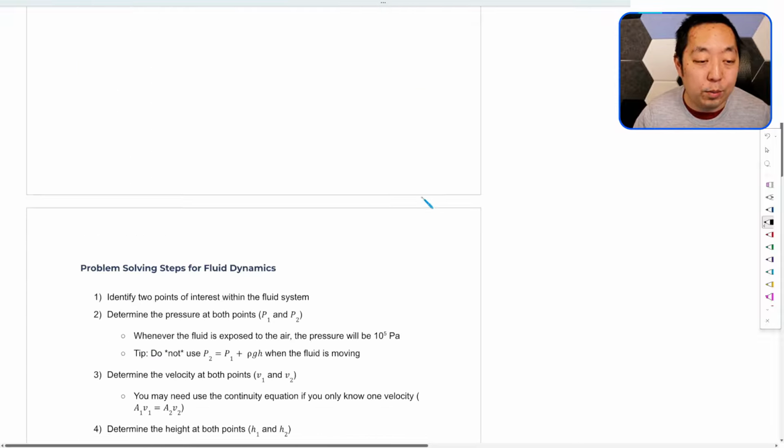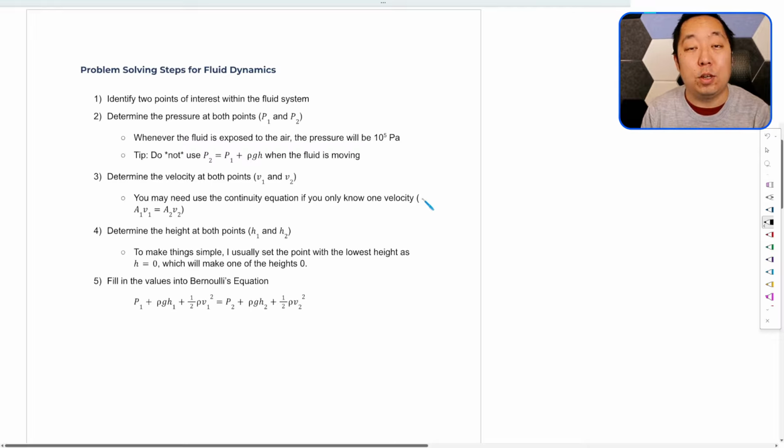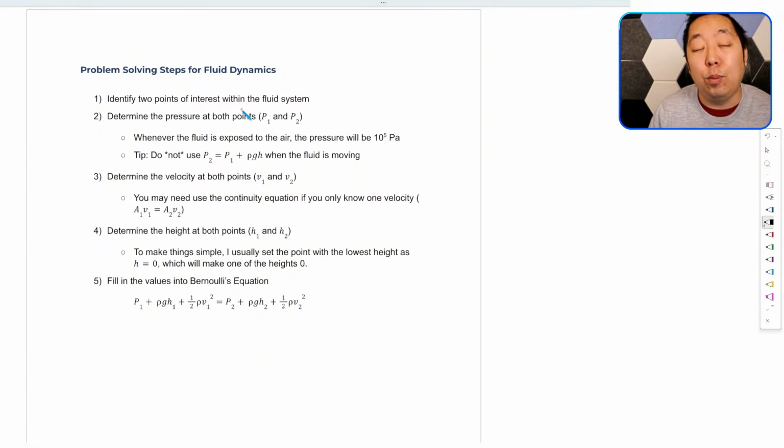Let's go through the problem. The more practical side is, what are the problem-solving steps? How do we use Bernoulli's equation? So we're going to identify 2 points of interest within the system. That's going to be 1 and 2. We want to determine the pressure at both points. Whenever the fluid is exposed to the air, the pressure will be 1 atmosphere. So that's a key tip.